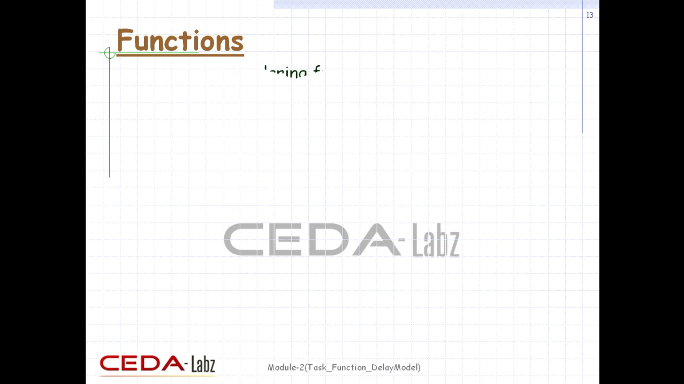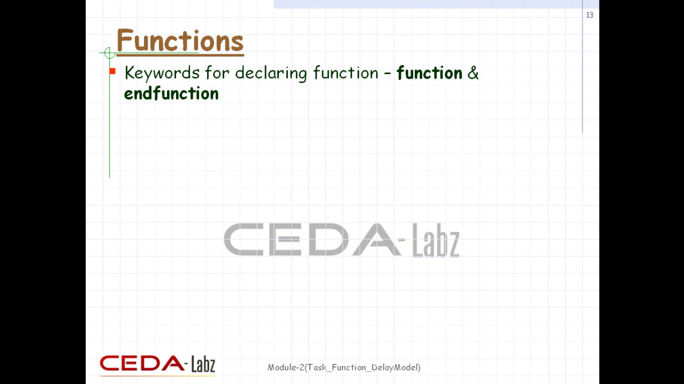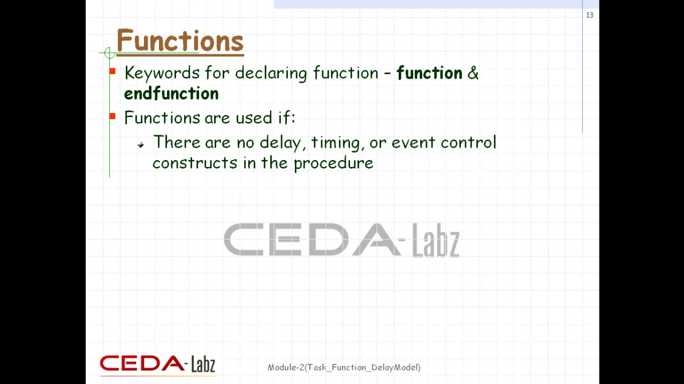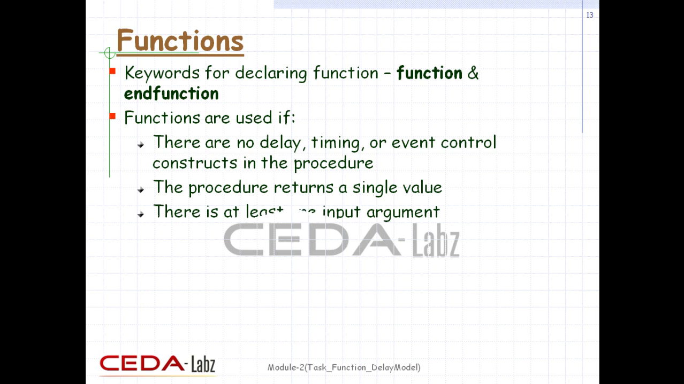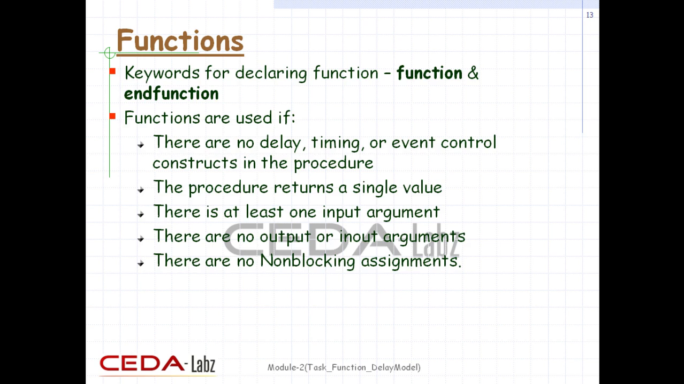Functions are declared with the keywords function and end function. Functions are used if all of the following conditions are true for the procedure: there are no delay, timing, or event control constructs in the procedure, it returns a single value, there is at least one input argument, there are no outputs or in-out arguments, there are no non-blocking assignments.